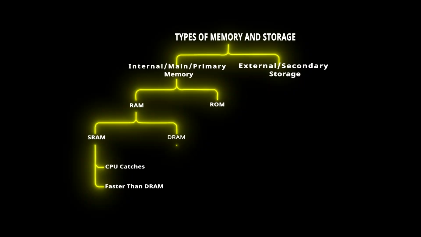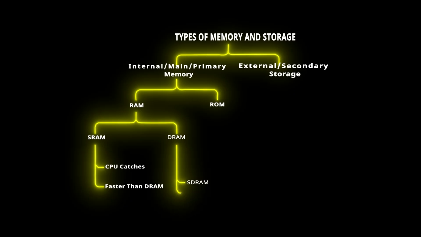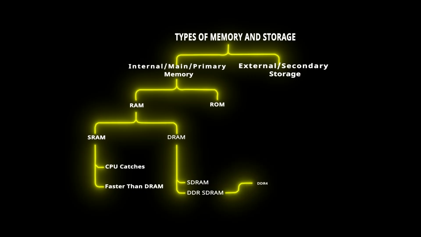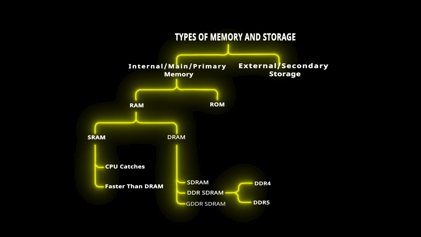Now we will discuss types of DRAM. These include SDRAM, which syncs with the CPU clock for better performance. DDR SDRAM transfers data on both rising and falling clock edges, making it faster than standard SDRAM. Generations including DDR1 through DDR5, each are faster than the last. GDDR SDRAM is specialized for graphics cards and gaming, designed for high bandwidth and speed.